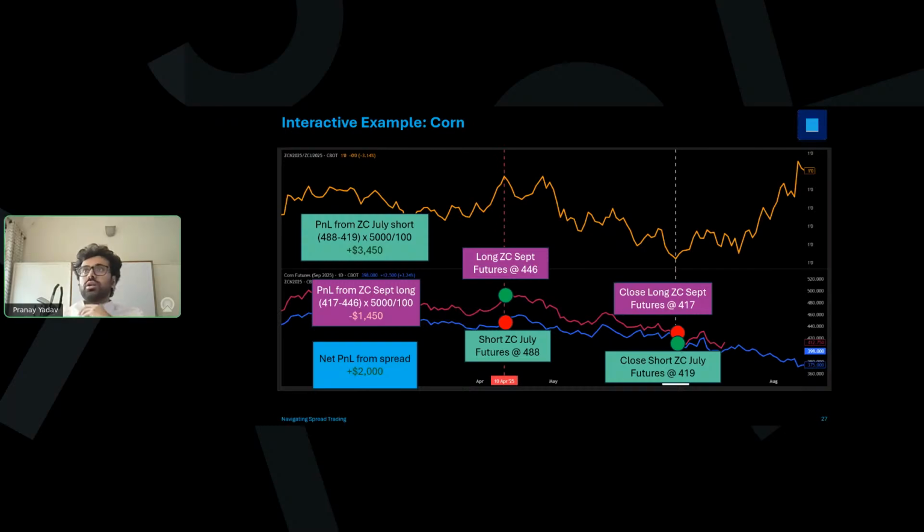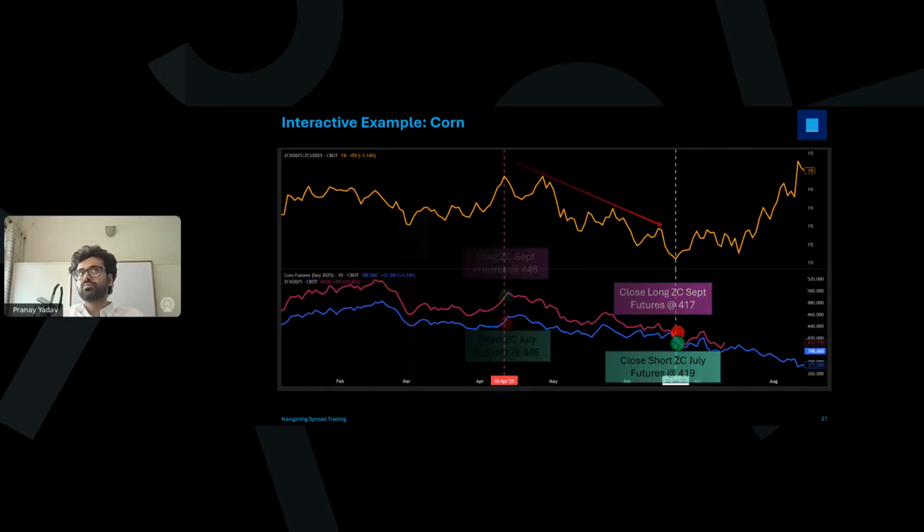And in this case, you did not need to know what the directional trend for corn is actually going to be. All you needed to know was that seasonally, there is this relationship between July and September futures. That means that during this period of time, July and September futures perform predictably. That's the position you expressed a view on. And despite the fact that one of those legs was loss making, you made a net profit throughout. The spread, as you can see, went down.